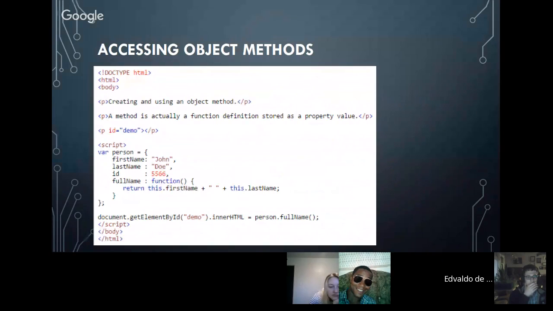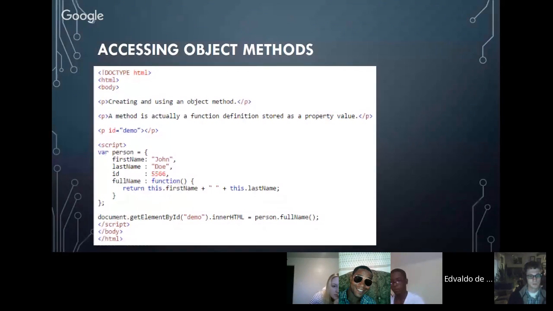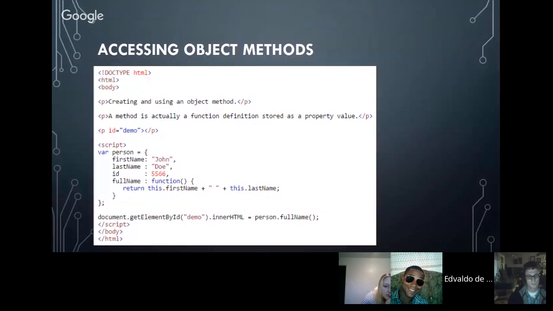In this example, we have, excuse me, four variables: the first name, the last name, the ID, and full name. And for full name, we have this function, where I return the first name and the last name for this person.